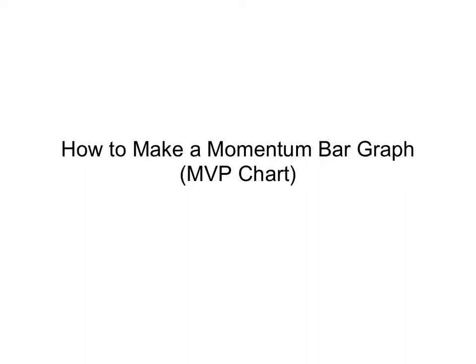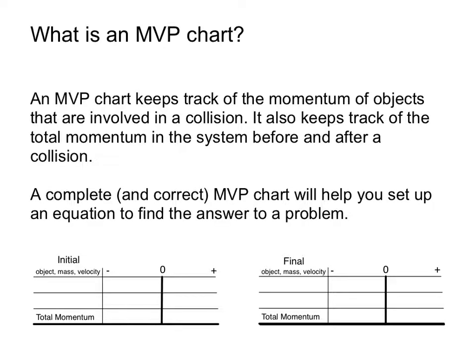Alright, so today we're going to be talking about how to make a momentum bar graph or an MVP chart. So first up, what is an MVP chart? Well, an MVP chart helps us keep track of the momentum that objects have before and after a collision. It also keeps track of the total momentum before and after a collision for a whole system. A complete and correct MVP chart will help you set up an equation to find the answer to a problem.